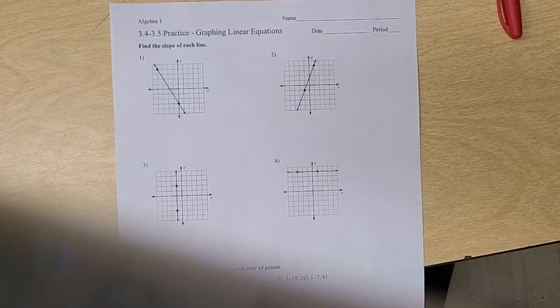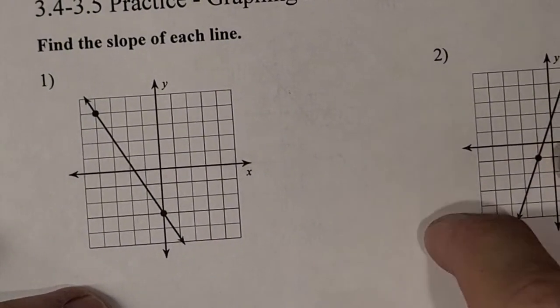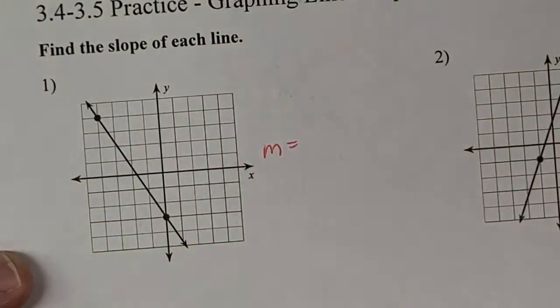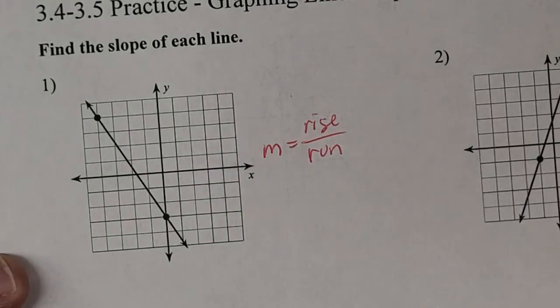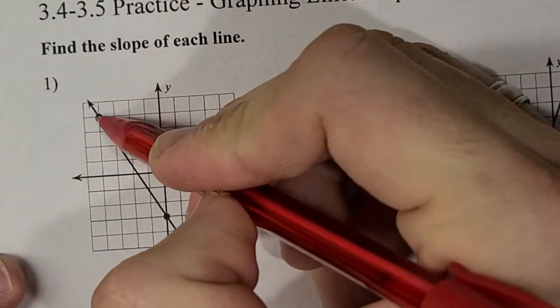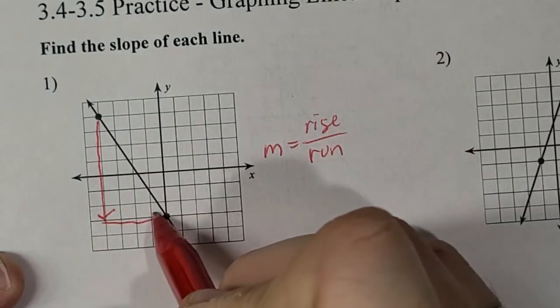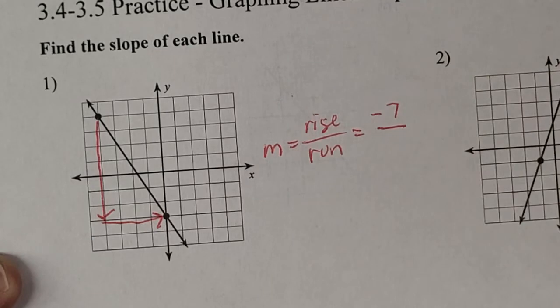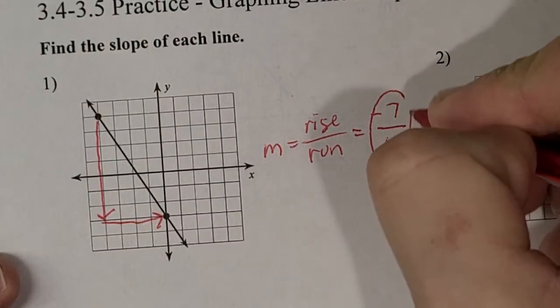All right, this is 3.4, 3.5 practice. Your homework assignment. Start with number 1. So for all of these, you should have just counted rise over run. That's it. So, looks like I'm going down 7 to the right 4. So -7, it's negative because I went down, and +4, positive because I went to the right, and I'm done.